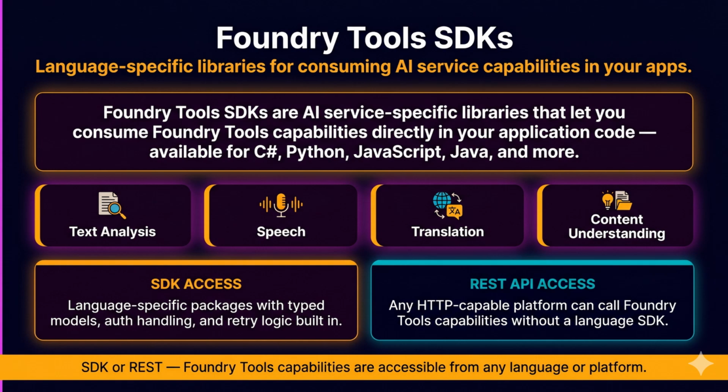You get type models, helper methods, authentication handling, and built-in retry logic, which means you can focus on the capability rather than the plumbing. And for scenarios where an SDK is not available or not the right fit, Foundry tools can also be accessed through their REST APIs. This means any HTTP capable language or platform can call Foundry tools capabilities without needing a language-specific library. So whether you're working with an SDK or calling REST endpoints directly, the full range of Foundry Tools capabilities is accessible from your application code.